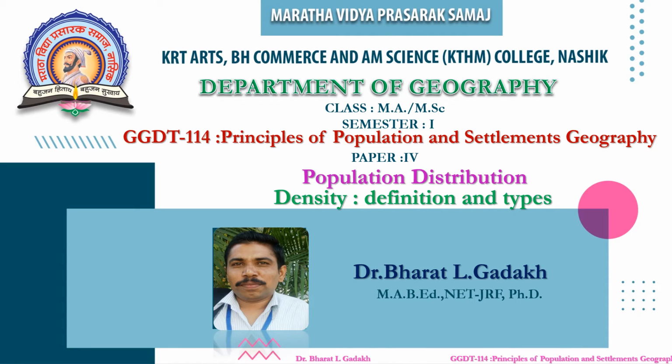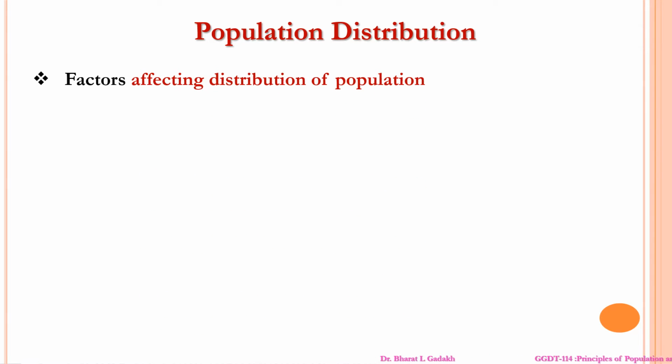Different factors affect the population distribution: mainly natural resources, geographical factors, economic factors and social factors, as well as demographic and political factors. That was the last lecture. Today's lecture will discuss the definition of density and the types of density. In this topic, we have already discussed the factors affecting the distribution of populations.